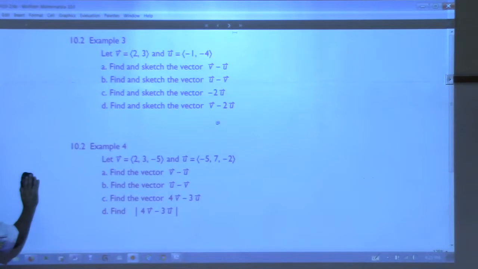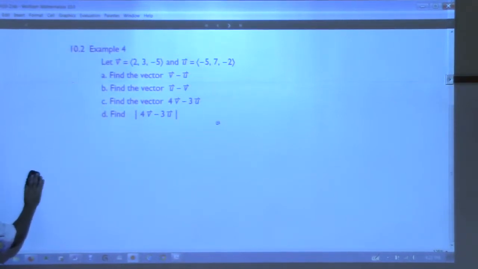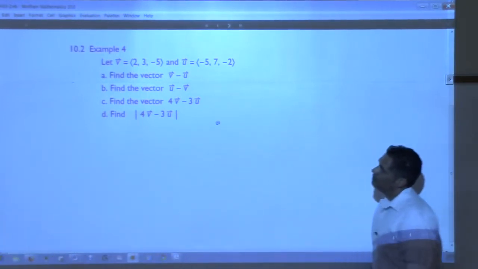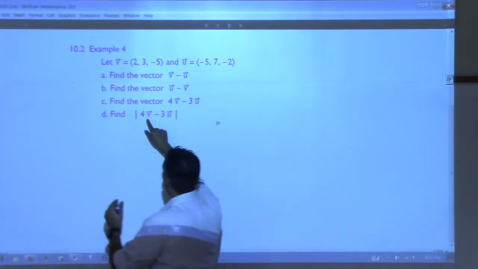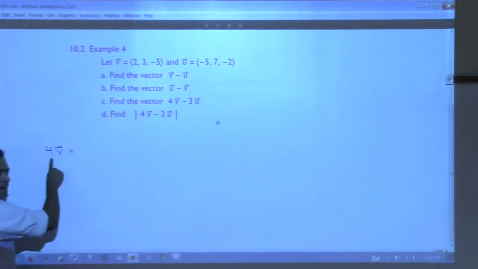All right, we have a lot of examples here. Let's do example 4. Let's do part D. All right, so what we need to do is we need to find the magnitude of taking 4 times v and subtracting 3 times u. So this is just mechanically doing vector operations. That's all this is. So let's figure out first what 4v is. So what's 4 times v?